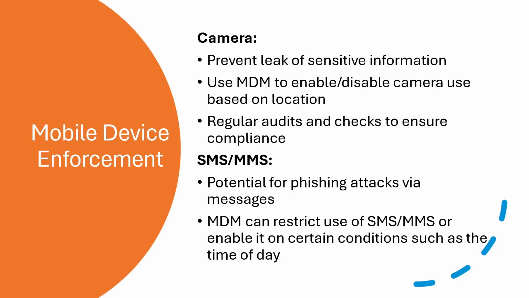Camera. Attackers can use the camera on a mobile phone to gain unauthorized information on a facility, which is why we use MDM to enable or disable camera use based on location. SMS and MMS. Both SMS and MMS can be used for phishing attacks. MDM can restrict use of SMS or MMS or enable it on certain conditions such as the time of day.